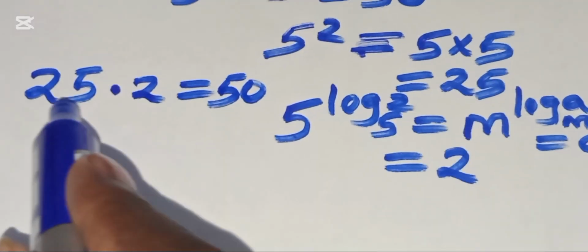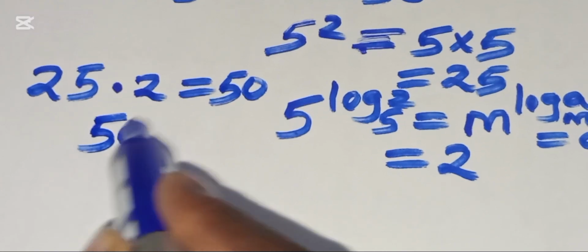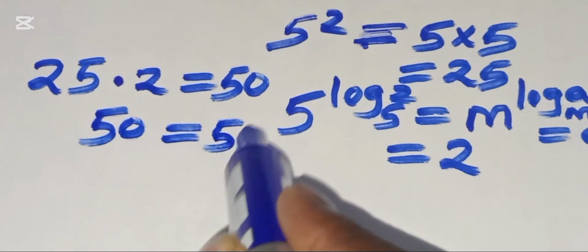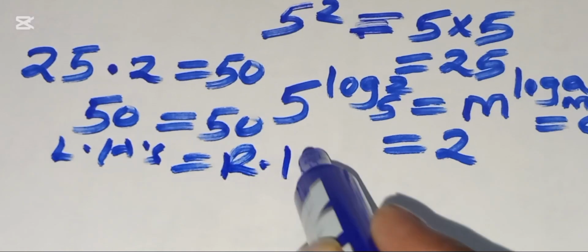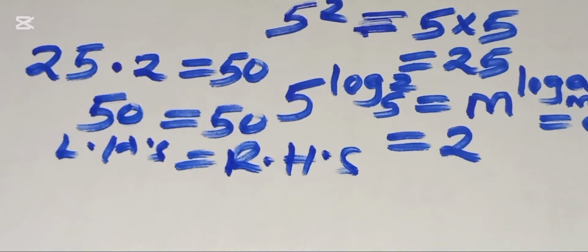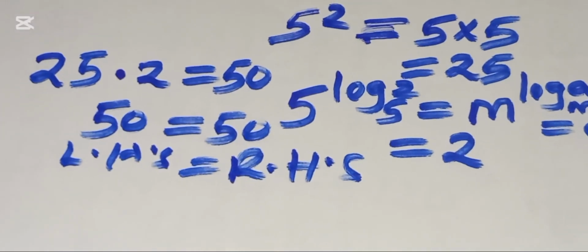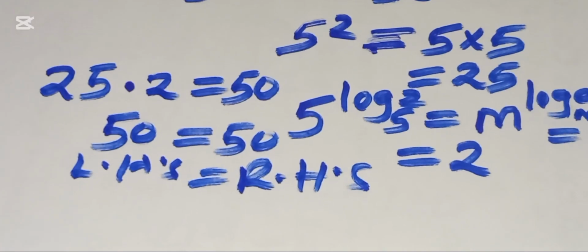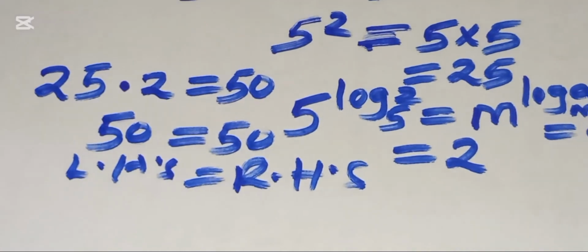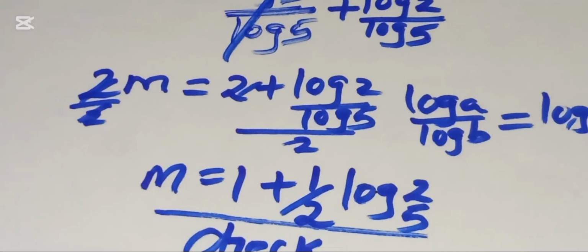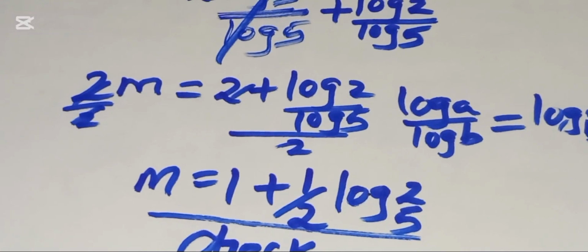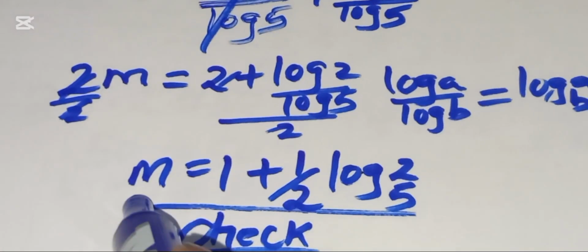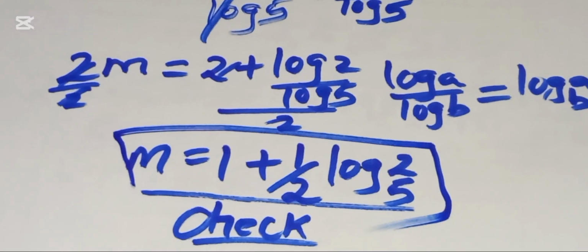And it's true that 25 times 2 is equal to 50, which means that the left hand side is equal to the right hand side. That affirms that the value of m is equal to 1 plus a half log 2 to base 5, and this satisfies the equation.